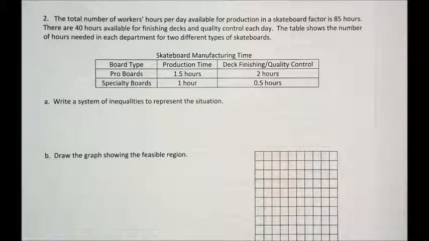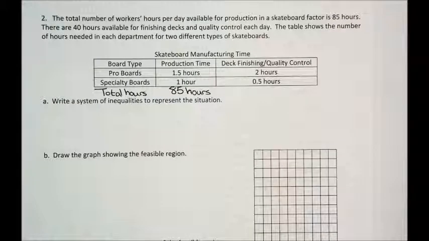They've organized our information here in a table, which is going to be beneficial when we're trying to write our system of inequalities. They've also identified a couple of constraints in our actual word problem. The first constraint that they've given me is that there's only 85 hours available for production. Then they've also told me that the total amount of hours available for finishing decks and quality control is 40 hours. We need to use all of our information to write a system of inequalities to give our situation.